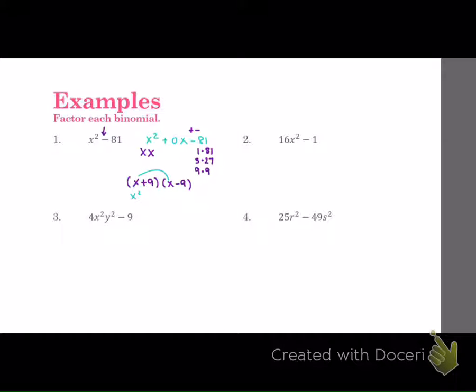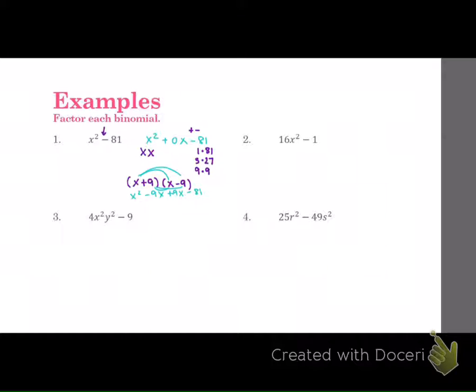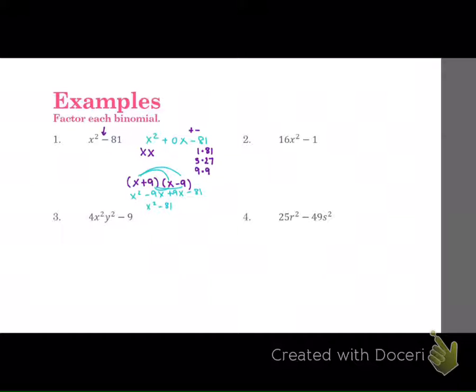So that's x squared minus 9x plus 9x minus 81. What happens to negative 9x plus 9x? Did we get back to the original? Yes.